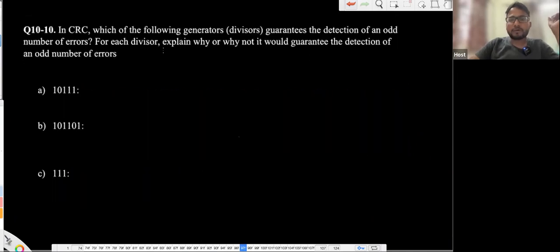So let's solve this question. Which of the following generators guarantees the detection of an odd number of errors? For each divisor, explain why or why not it guarantees the detection of an odd number of errors. So tell me, does this guarantee odd number of errors? This is x power 0, x power 1, x power 2, x power 3, x power 4. x power 4 plus x power 2 plus x power 1 plus 1. Does this guarantee odd number of errors? These are the 4 terms.